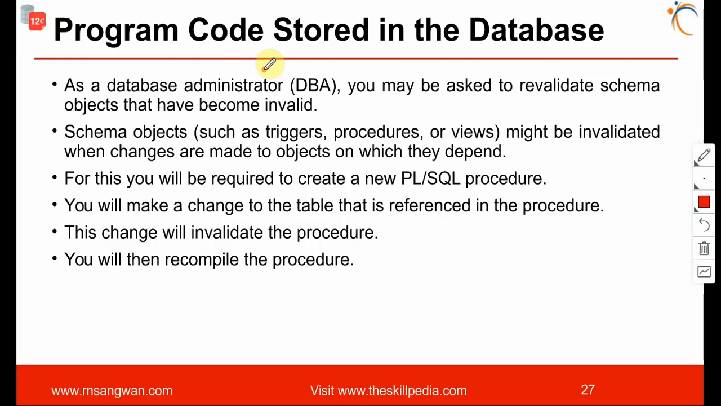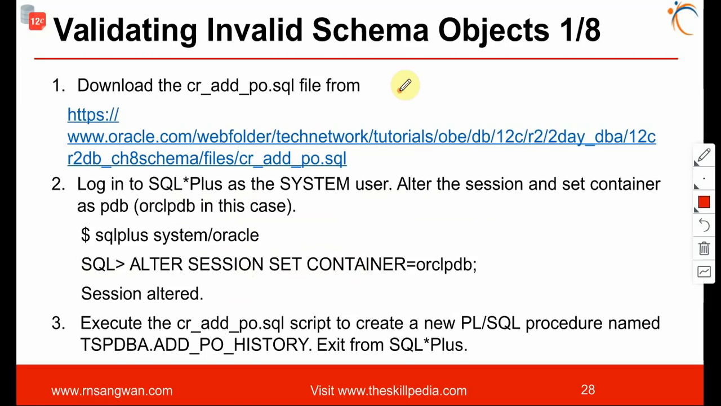This is what I am talking about. Schema objects such as these might be invalidated when changes are made to the objects on which they depend, and this is the real requirement of yours. So for this you will be required to create a new PL/SQL procedure. You will make a change to the table that is referenced in the procedure. This change will invalidate the procedure, right?